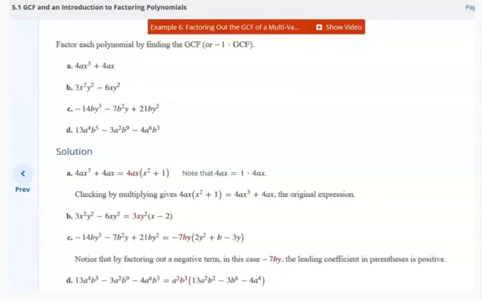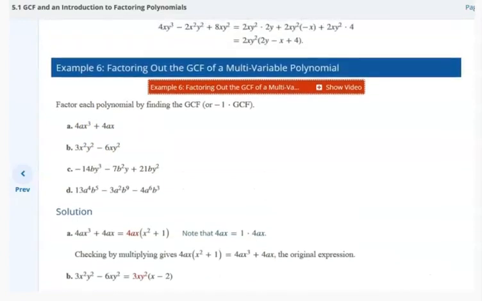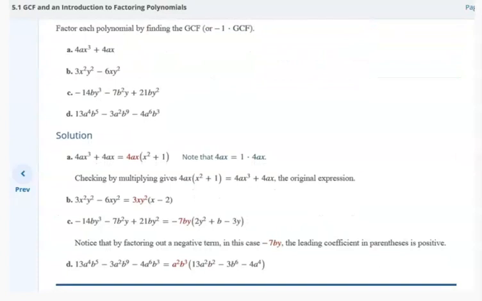Now, to save a little time, we'll use some of what's in the book here as well. But this is example, let's see, what example is this? 6. And A is, what are we going to factor out of this? Well, we can factor out a 4 from each term. We could factor out an a from each term. And the greatest power of x that we could factor out is just a single x. And then we're going to be left with what's in here.